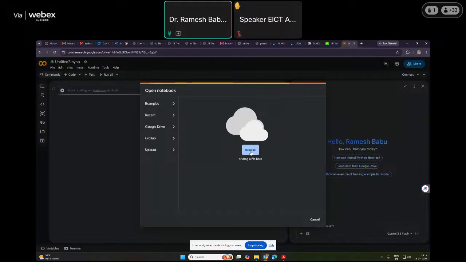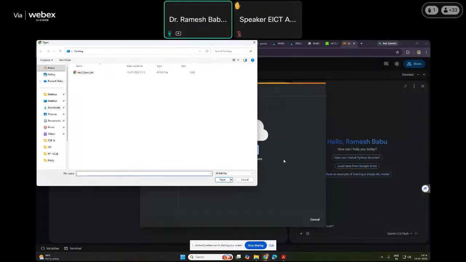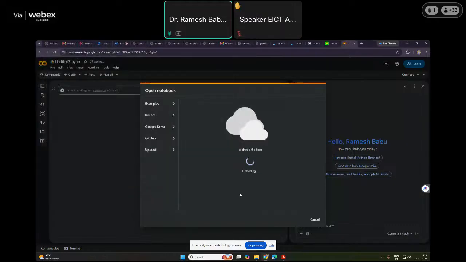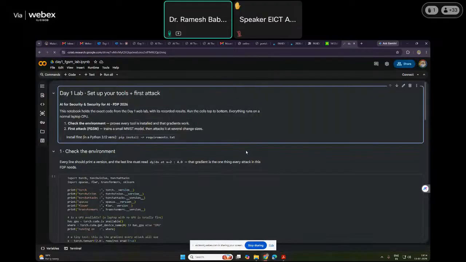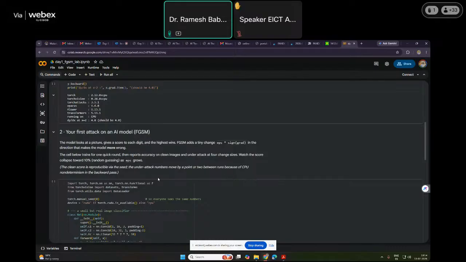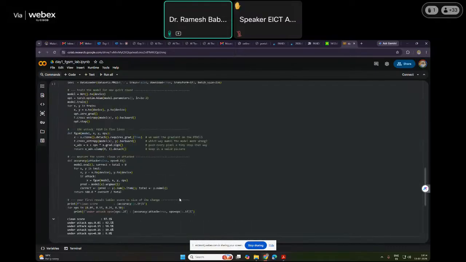You need to click on browse, or you can drag and drop. Here you can see this file, which is day-1 FGSM lab. You click on this and open. It will import all the code snippets that I have prepared for you. It will take a fraction of time and load the entire code base. So you can see all the snippets that we have prepared are here.